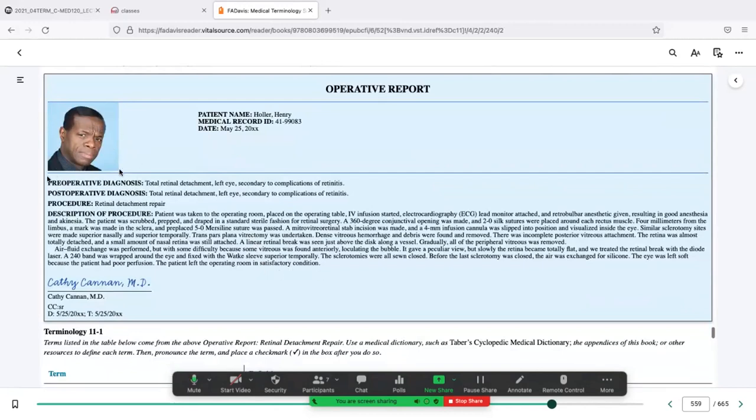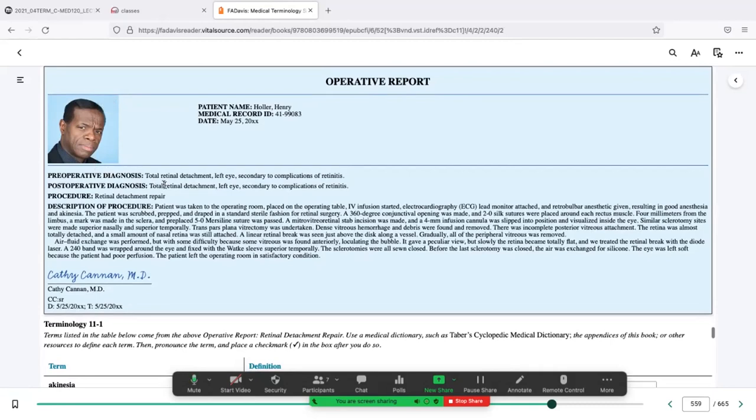Hey, why is this guy looking at me sus? Mr. Henry Holler, right? Well, maybe because he has a pre-operative diagnosis of total retinal detachment. He probably can't see me in his left eye. And he had an initial bout of retinitis, inflammation or infection of his retina. And we tried to do a retinal repair, and that was the procedure. So I could ask questions about the procedure.